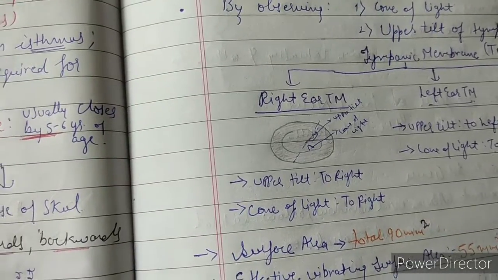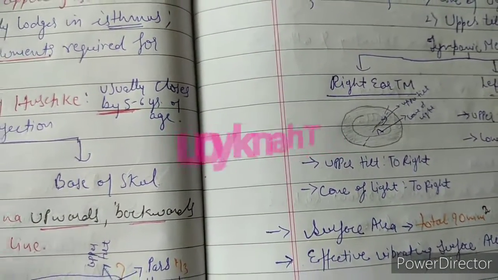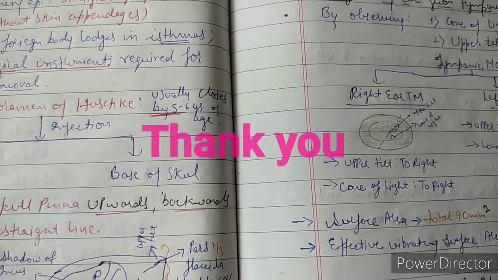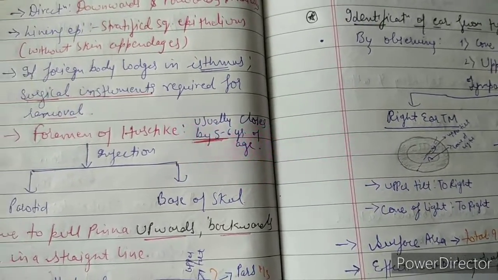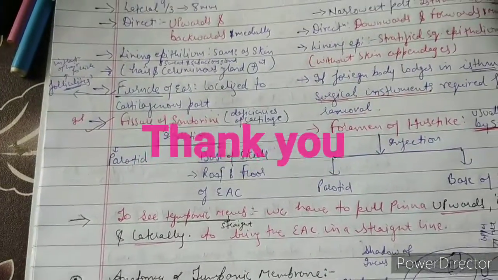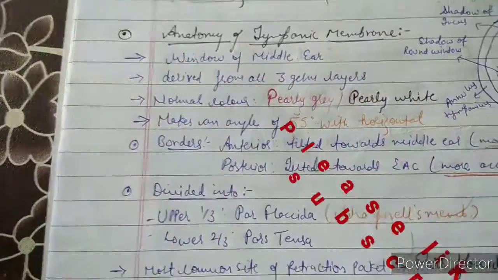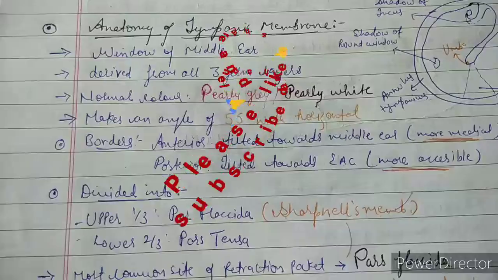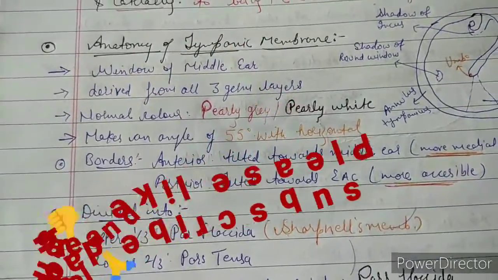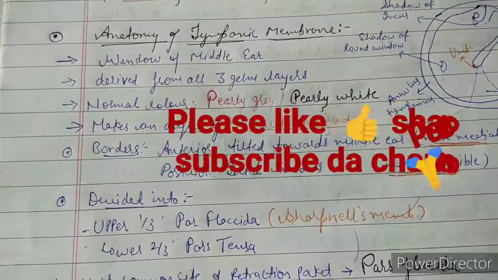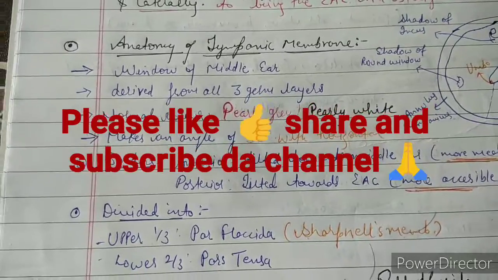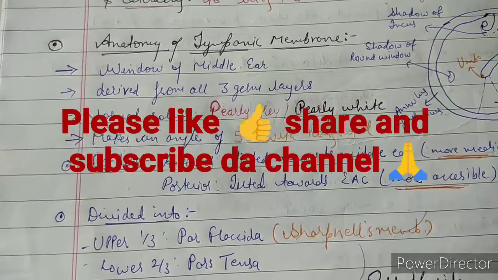So we have finished everything about the anatomy of the external ear. The pinna we discussed in the previous video, and in this video lecture we have discussed the external auditory canal and the tympanic membrane. So guys, if you want to see the video lecture of the pinna, I will be giving the link in my description box. You can go there and check it out. And in this video lecture we have completed the anatomy of the external ear.